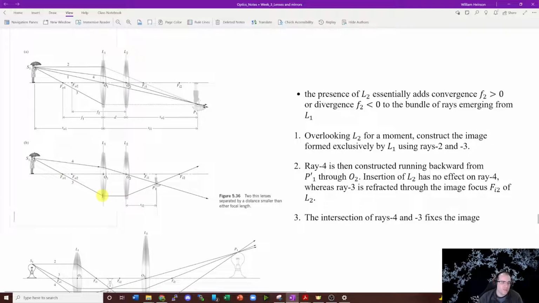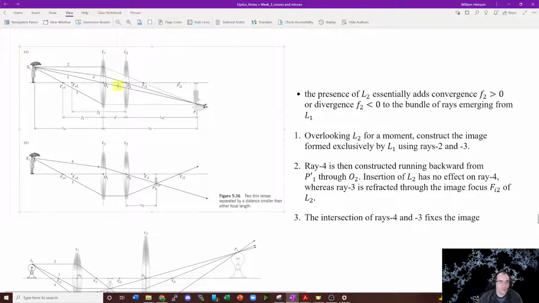But now it goes here, it hits this lens, so it's going to go to that second focal length. It would have gone parallel, so it goes parallel. So now it's parallel, and now it has to go to this focal length here. So it's parallel here, so it goes here, and that crosses there. Overlooking the two, constructing ray 2. Ray 4 is constructed running backwards from P1.